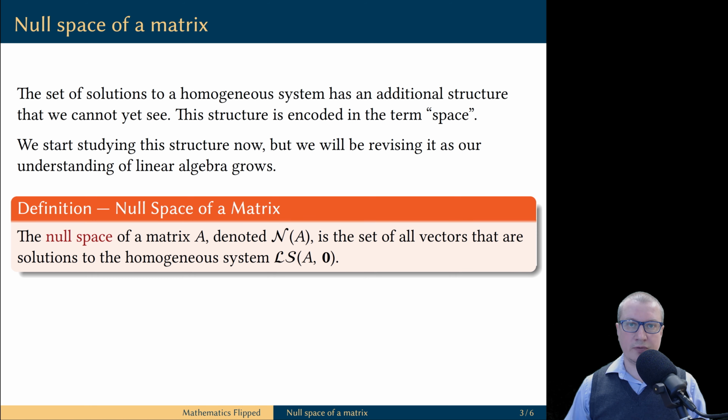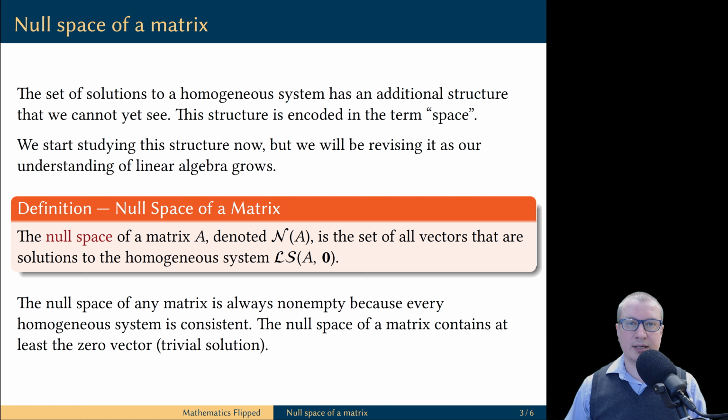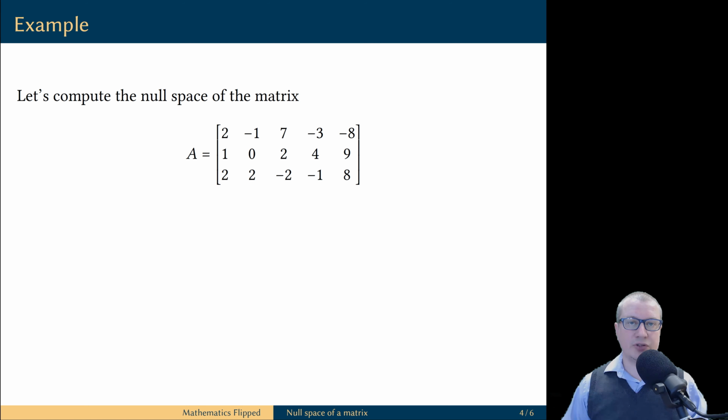The null space of a matrix is the solution set to the homogeneous linear system with A as the coefficient matrix. Let's observe that the null space of any matrix is always non-empty. It contains at least the zero vector, which is the trivial solution to a homogeneous linear system. Let's try to compute the null space of the following 3x5 matrix.